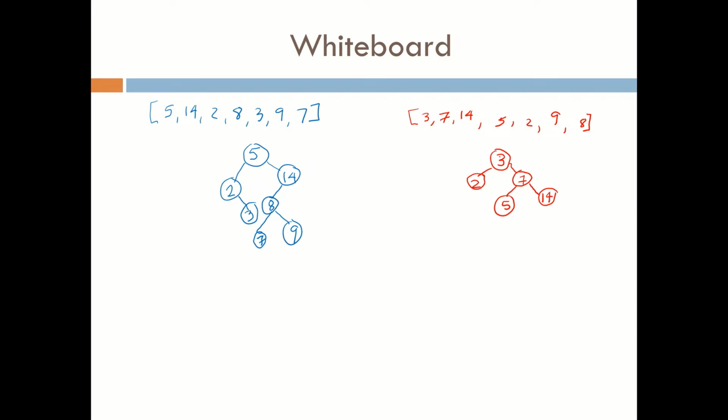The 9 is greater than the 3. It is greater than the 7. It is less than the 14. So the 9 goes right over here on the left side of 14. And finally, the 8, greater than 3, greater than 7, less than 14, less than 9. So the 8 goes here.